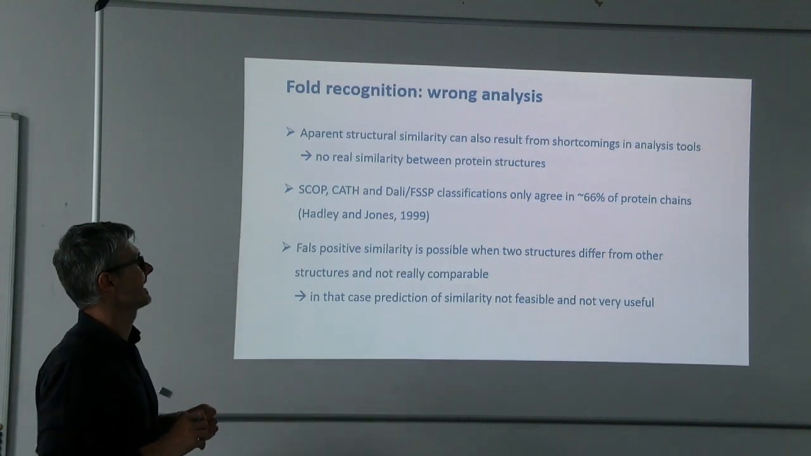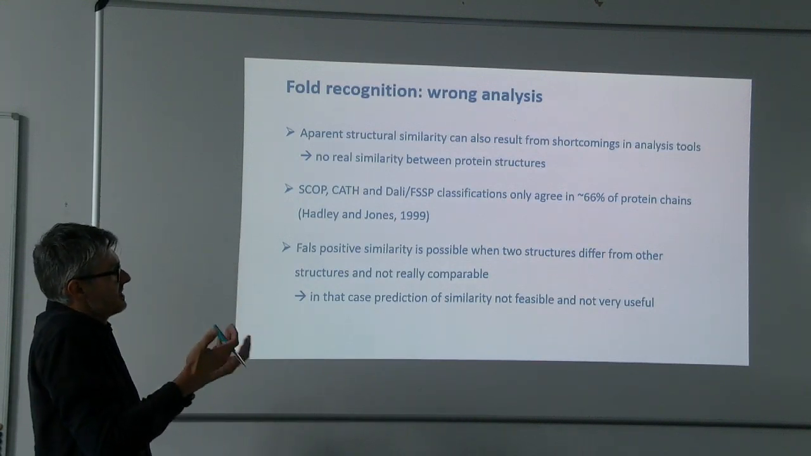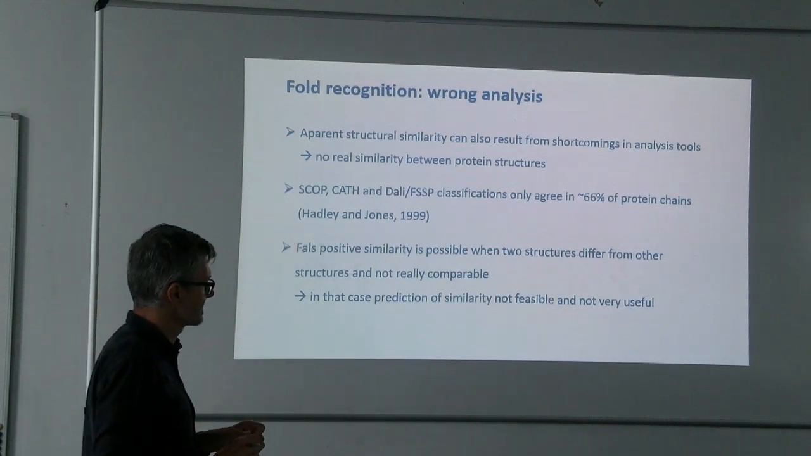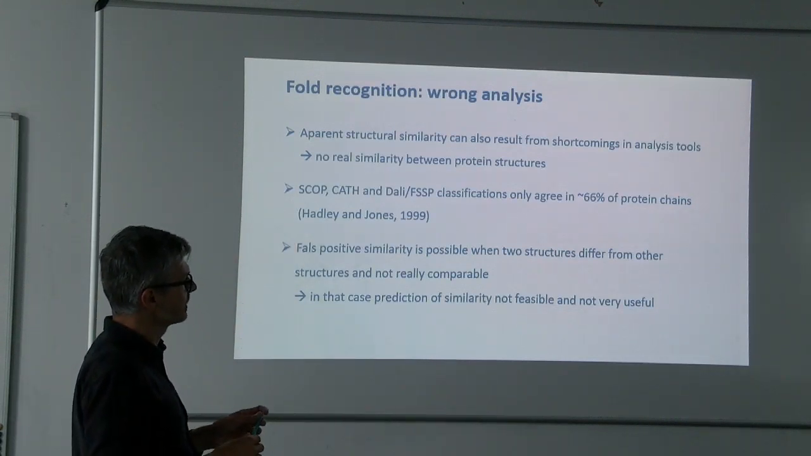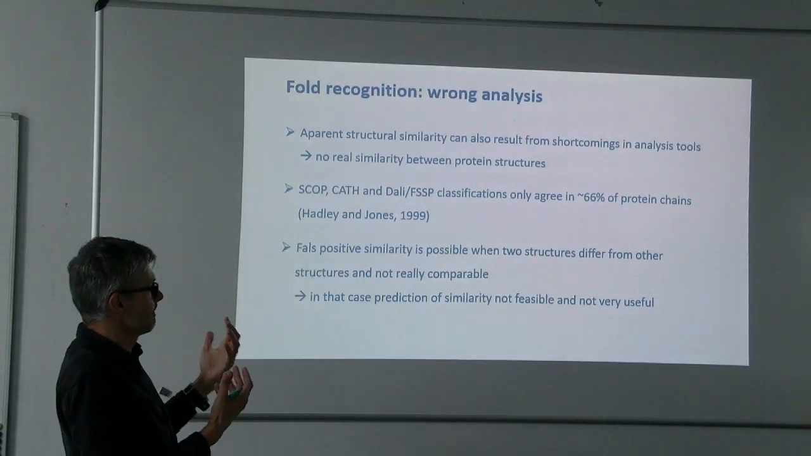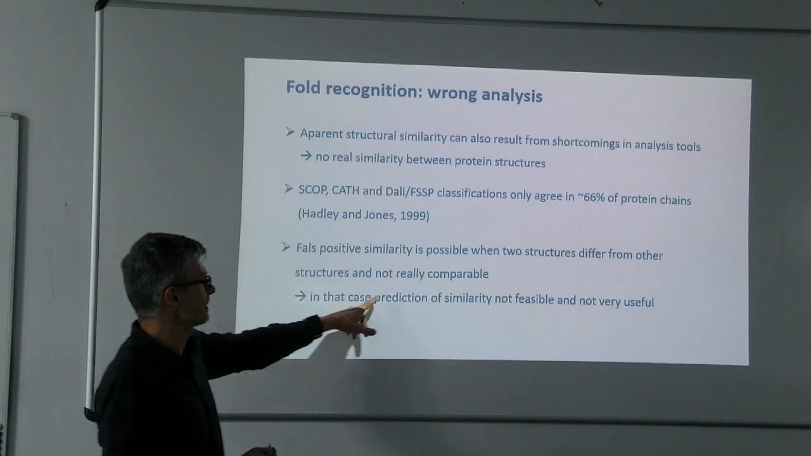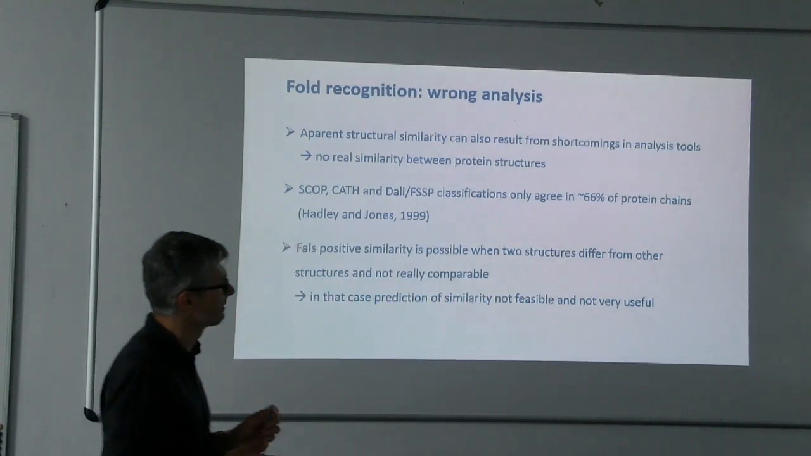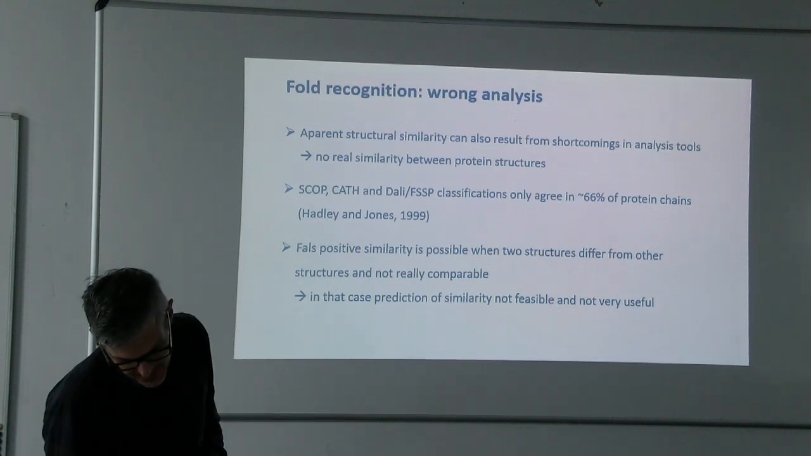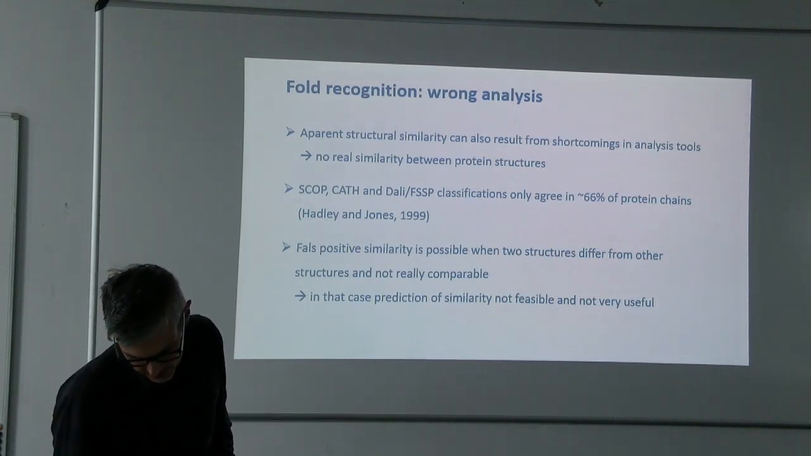So this means wrong analysis. Why is there a difference? It seems you can have, let's say, false positive similarity between 2 structures. They differ from other structures and they're actually not really comparable. So in this case, prediction of similarity is not feasible and not very useful. That you can find in these SCOP and CATH databases.